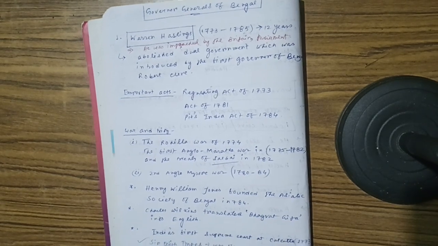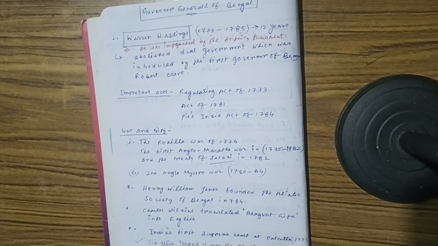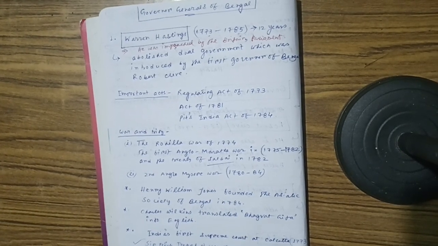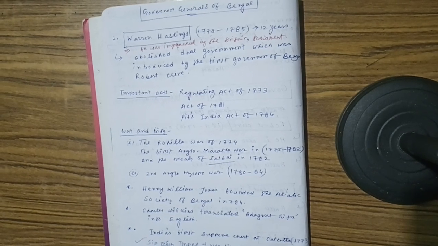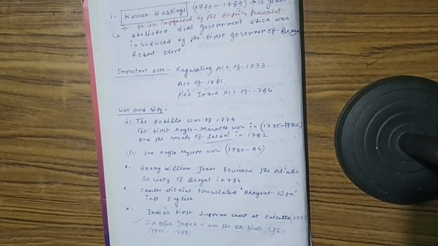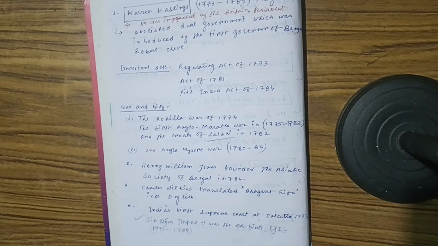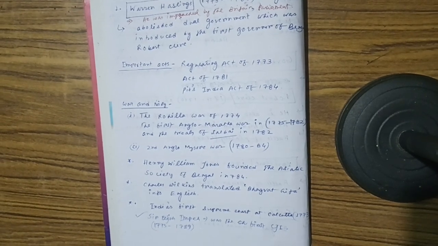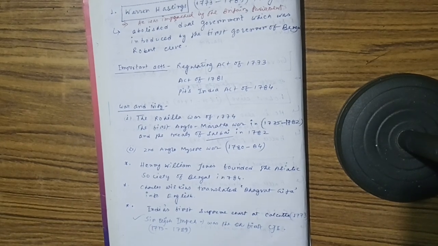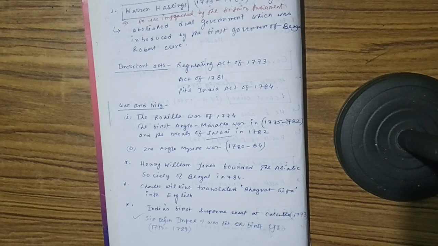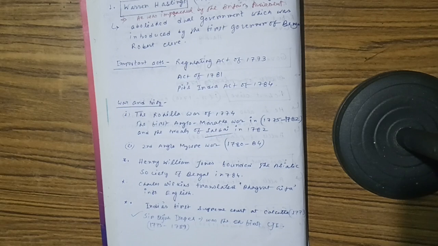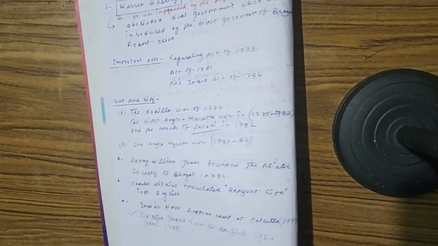War and Treaty. The Rohilla War of 1774, the First Anglo-Maratha War, 1775 to 1782, and the Treaty of Salbai in 1782. The Second Anglo-Mysore War, 1780 to 1784, also took place during his tenure. In his time, William Jones founded the Asiatic Society of Bengal in 1784. Charles Wilkins translated the Bhagavad Gita into English. India's first Supreme Court at Calcutta was established in 1773, and Sir Elijah Impey was the first Chief Justice of India, and he served from 1773 to 1789.